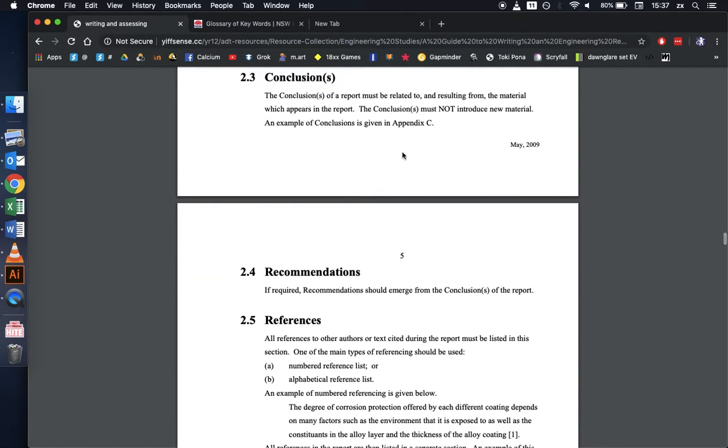Conclusions. The conclusion of a report must be related to and resulting from the material that appears in the report. The conclusions must not introduce new material. An example of conclusions is given in the end. Okay, so we're going to look at that.